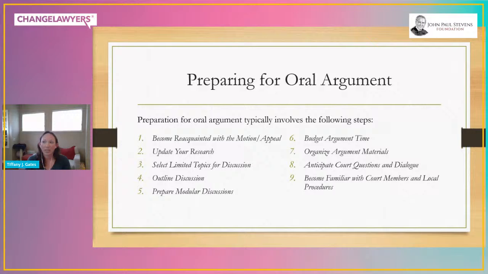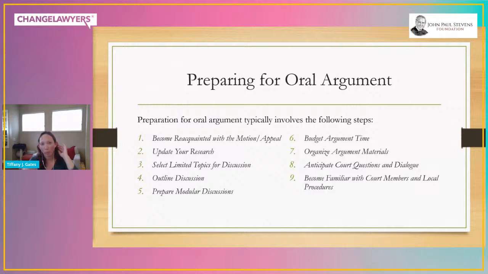Definitely knowing their names so you can address them as Justice so-and-so, because you always want to be respectful. So at least knowing their names can go a long way toward that. Although it's also perfectly acceptable to just say Your Honor. So it's okay if you can't remember all their names or you're unsure how to pronounce them.